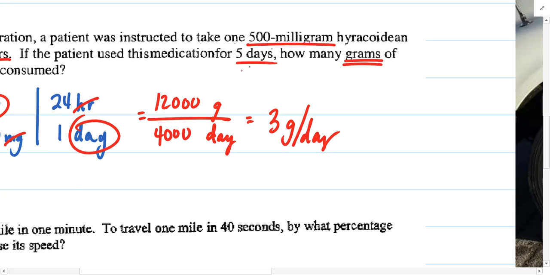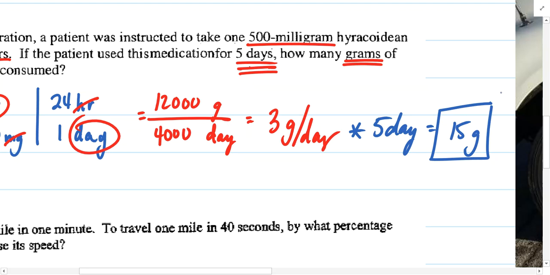Now, of course, this person is taking medicine for 5 days, so if this patient was taking 3 grams per day, we could simply multiply by 5 days. 3 times 5 is 15 grams in total.